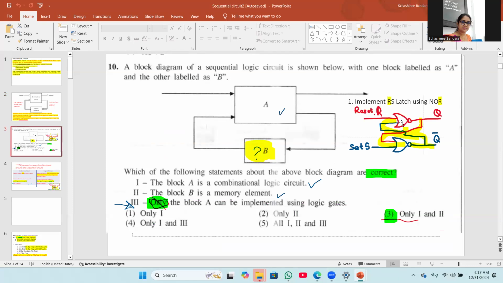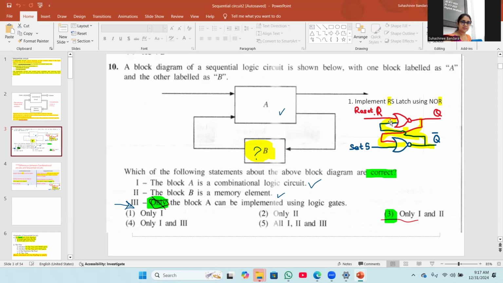Actually, A consists of two NOR gates. Now we'll see what is there. Which of the following statements about the block diagram are correct? Block A is a combination circuit. Yes. Block B is a memory element. Yes. Only the block A can be implemented using the logic circuit. No, not only. B is also made with the logic circuit.